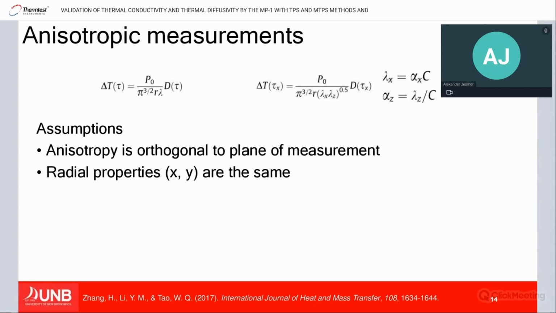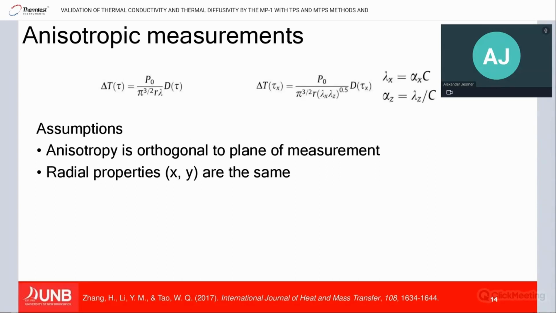And then the other assumptions for an anisotropic measurement are that we're measuring orthogonal to the plane of measurement. So we're looking exactly parallel to the plane sensor, and then also exactly orthogonal or perpendicular to the plane sensor. And we're also assuming that the radial properties in the X direction and the Y direction are the same. So we're looking at anisotropy in two directions and not in all directions of the material.